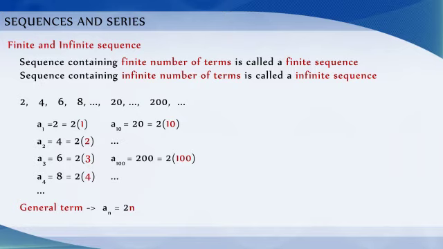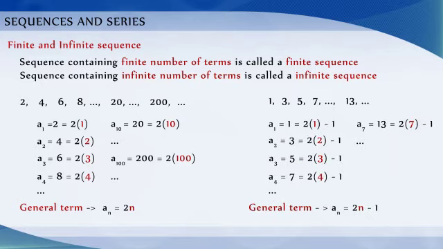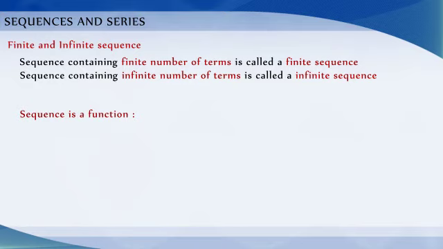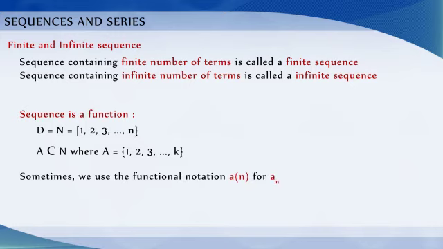Similarly, we can write the general term of odd natural numbers as 2n minus 1, where n is a natural number. Therefore, a sequence can be regarded as a function whose domain is the set of natural numbers or some subsets of it of the type 1, 2, 3, etc. up to k. Sometimes we use the functional notation a(n) for an.